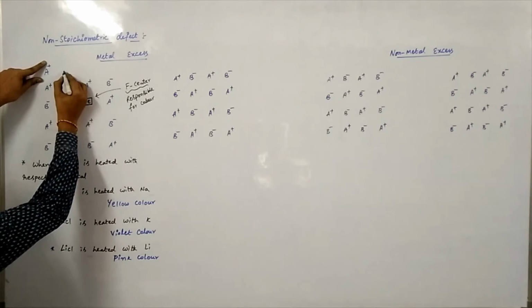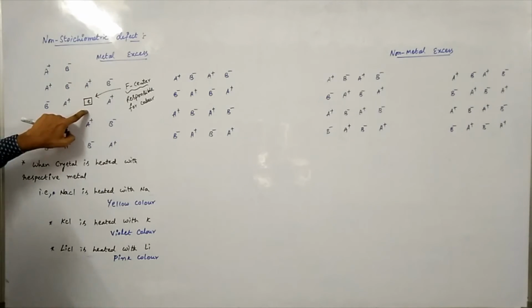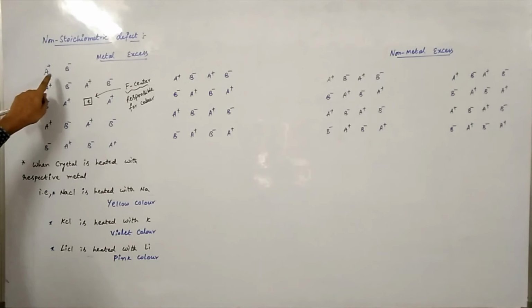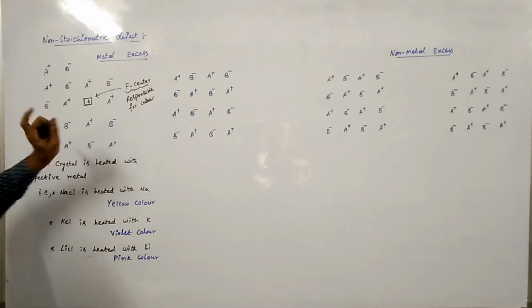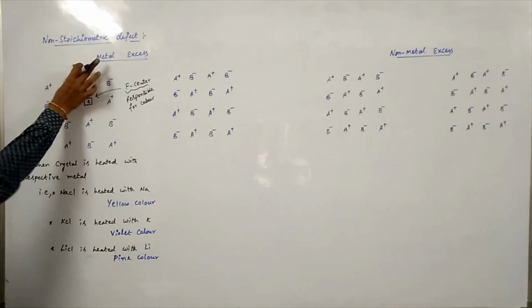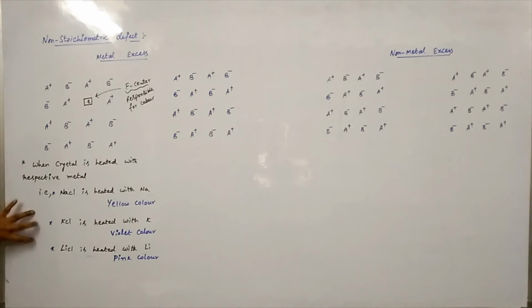So what happens? B minus here, electron here. So overall the number of A plus ions will be more. Yes. So this free electron is responsible for color. And metal is in excess quantity. Therefore we call it metal excess defect. Right? That is responsible for color. Next.